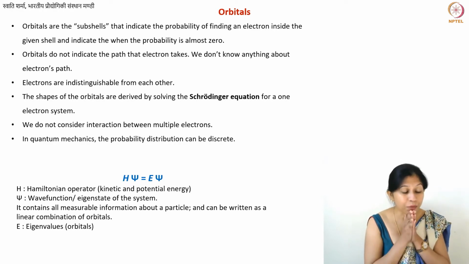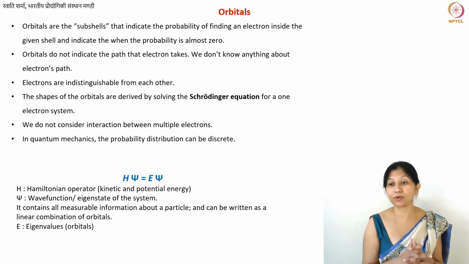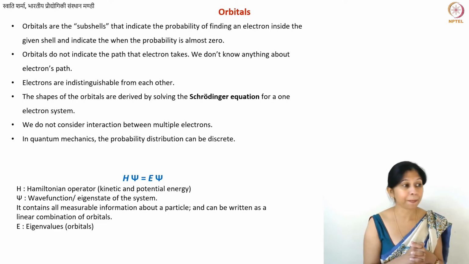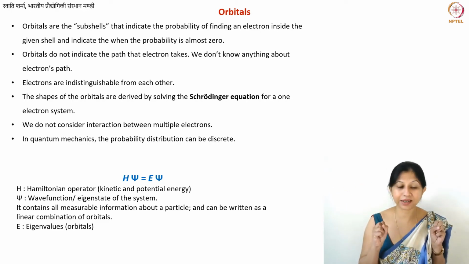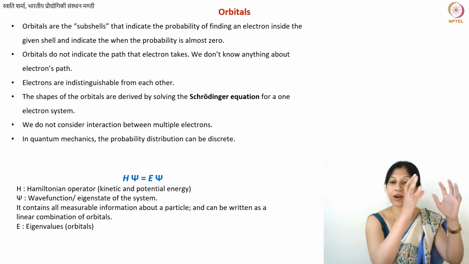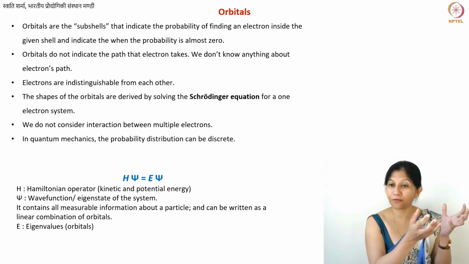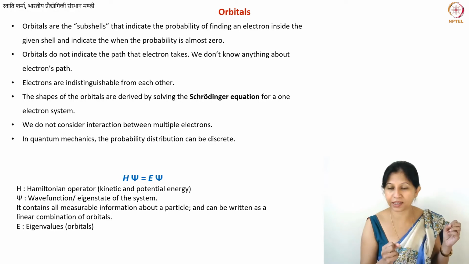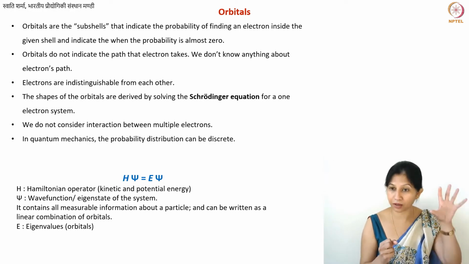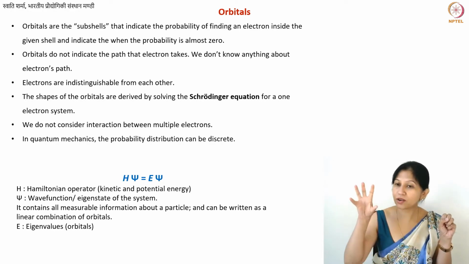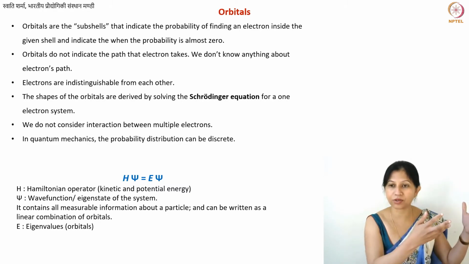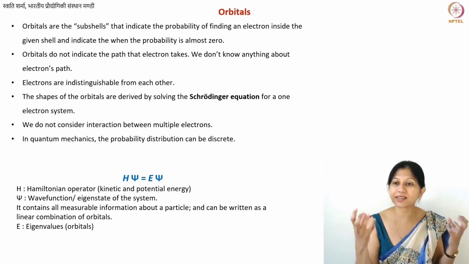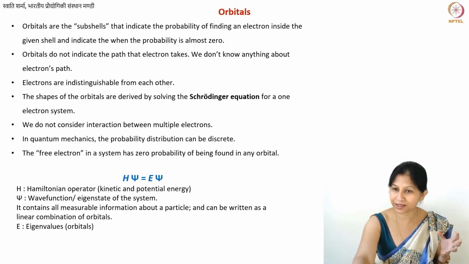One more interesting and important thing for you to understand is that orbitals are discrete probability functions. When I say discrete, that means in one orbital, the overall probability of finding an electron will be 1. The integral. Also in another orbital, the integral will be 1. In a third orbital also. So these are individual discrete probability density functions.